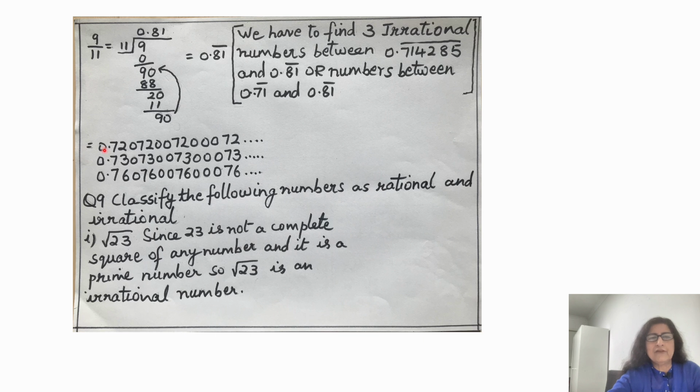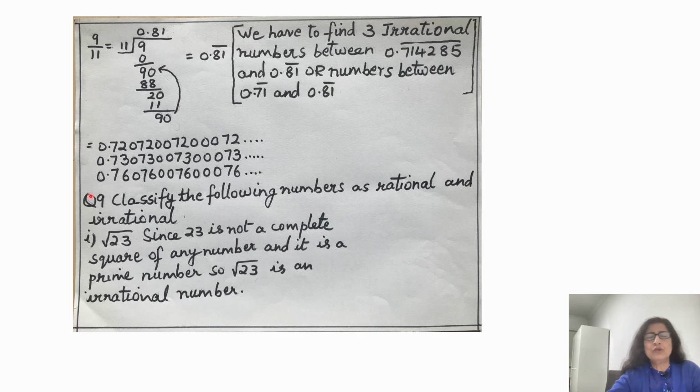The first number that we can write is 0.72072, 0072, 00072, and it continues. The next number we can take is 0.730, 7300, 73000, 73, and so on. It continues. The third number we can take is 0.760, 7600, 76000, 76, and it continues. So we have got irrational numbers between 0.71 and 0.81.